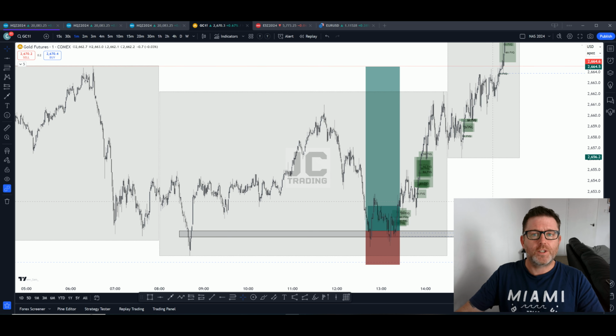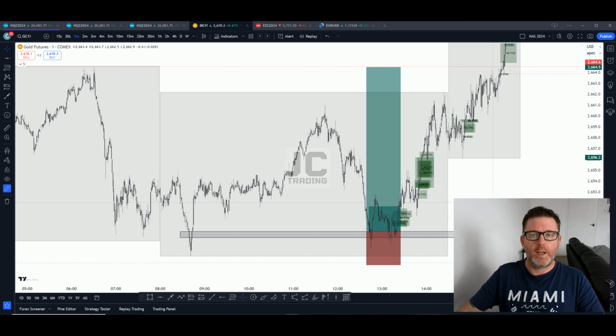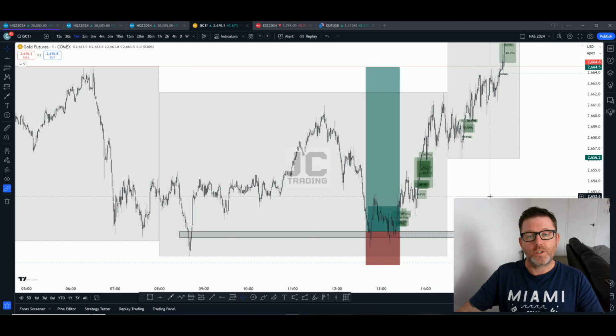So what's the first thing that we look for when we're looking for a silver bullet setup? And that's a liquidity sweep. So all of our trades start with liquidity and end with liquidity. And by that, I mean the very first thing that you're looking for is liquidity to be taken. Your destination, your target, if you like, is where the next area of liquidity would be. Now, with silver bullet setups, it's quite easy.